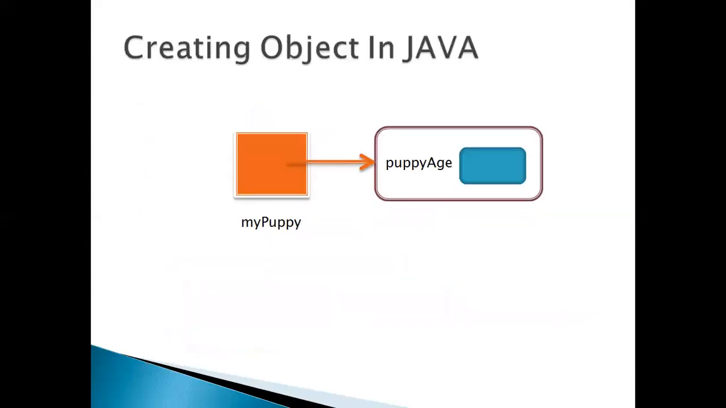So creating object in Java. So as you can see that puppyAge is the variable of the object of the class Puppy. When we create an object myPuppy, this myPuppy object points to the class. So myPuppy occupies a space in the memory, whereas this class Puppy does not occupy any space in the memory. This is for the day.